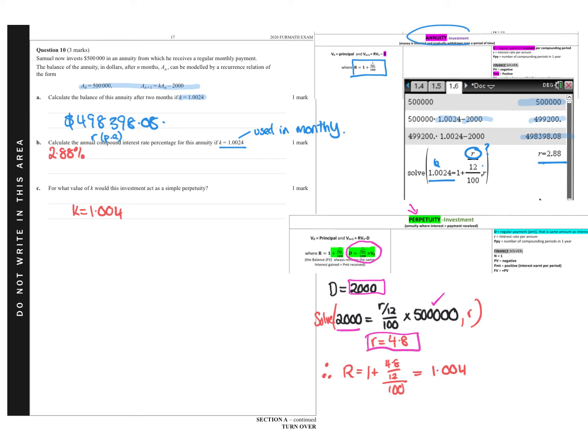So if I was trying to find the monthly rate, because that's what K is, K equals the monthly part of the formula, I'll just do this. So 1 plus, it'll be this part of the thing. So 1 plus 4.8 over 12, and I get 1.004.